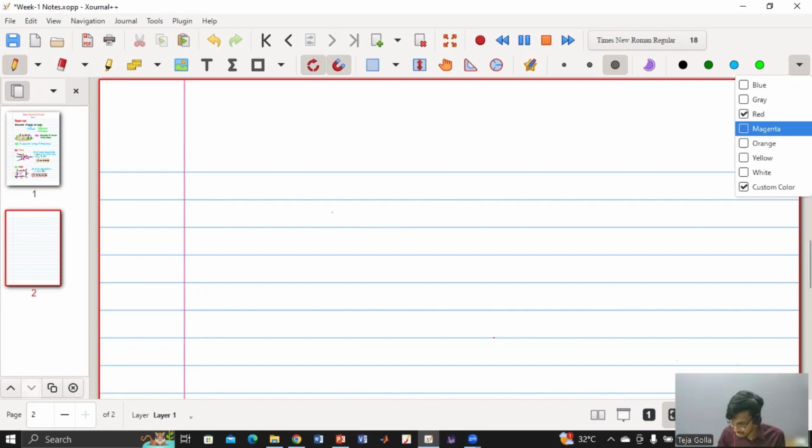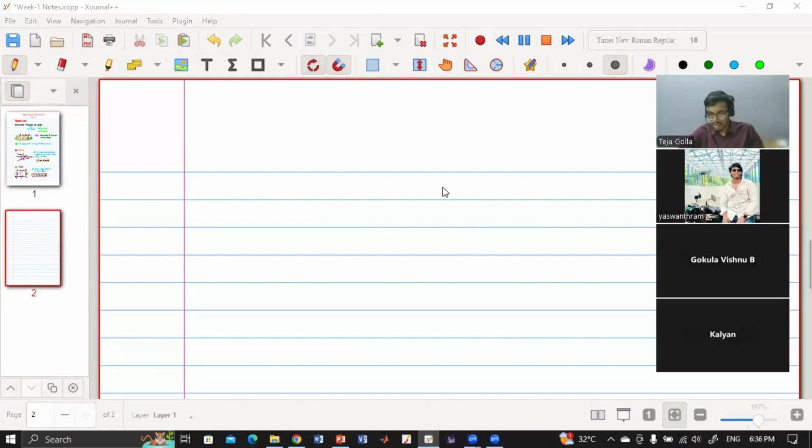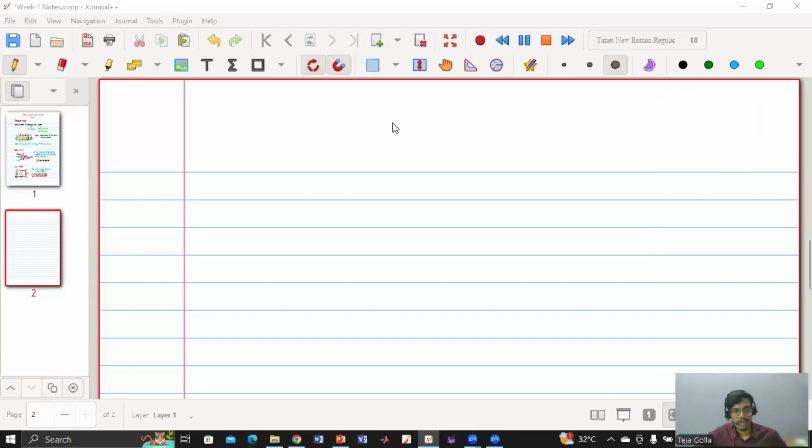So the first one is voltage source. We'll talk about voltage source. So what is a voltage source? A voltage source basically is a source of voltage, not current, which means the voltage is constant.